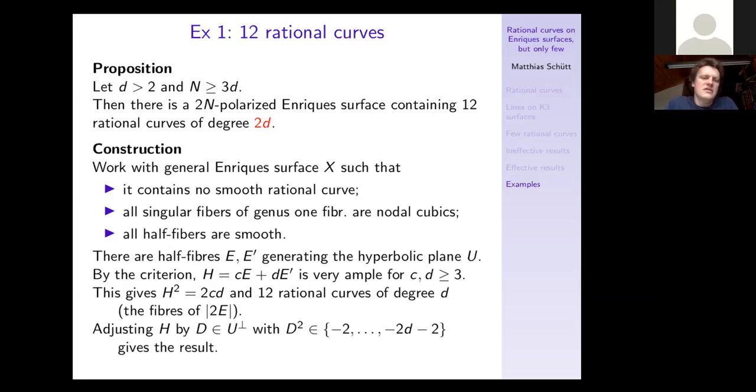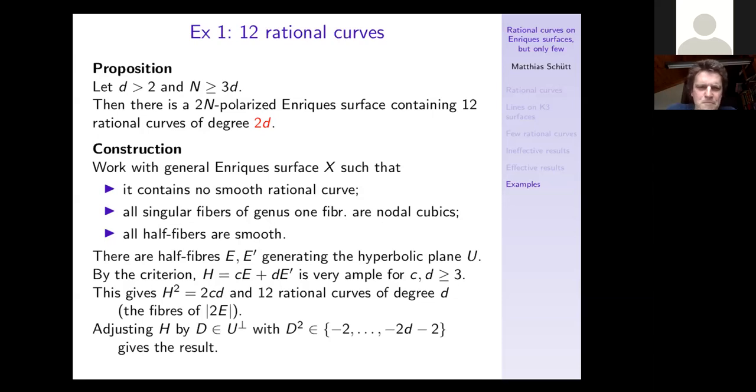And then we know from the general theory that we can pick two half fibers which generate the hyperbolic plane U. And then we can already cook up a very ample divisor H as multiple of the one curve plus multiple of the other curve. And looking at the criterion, this will be very ample as soon as both c and d are at least 3. There are no minus 2 curves anyway, so you just have to check the criterion for the half pencils. So what's the square? The square of H is 2cd, and of course there are 12 rational curves of degree d. These are the fibers of one of the induced fibrations.